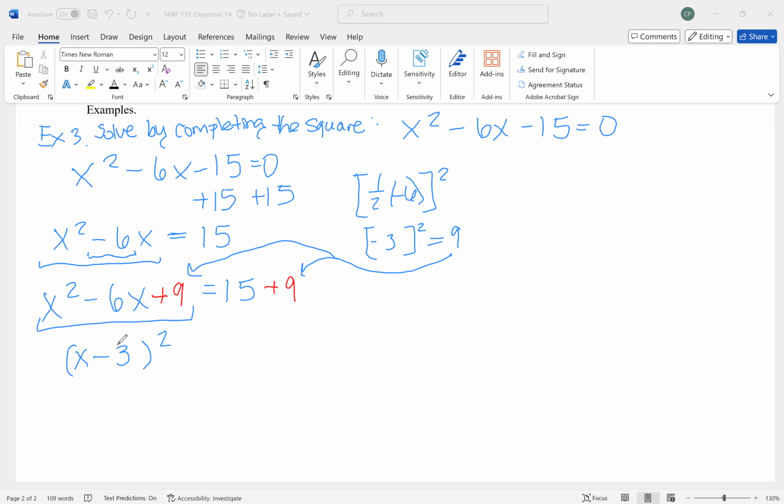And again, this over here is going to give you a hint as to what that binomial squared will be. See how we got this -3 in here? So we know it's going to be x minus 3. That's one way to know.